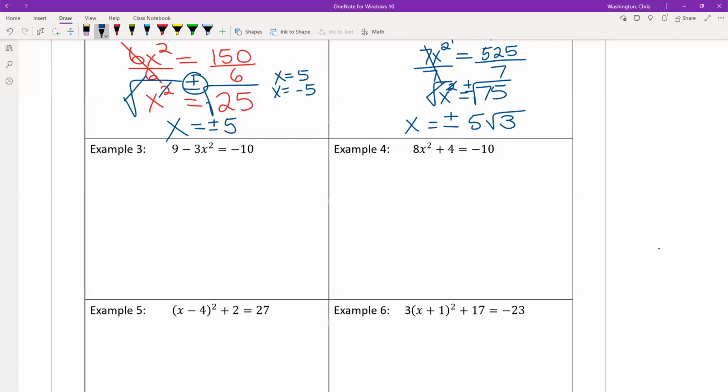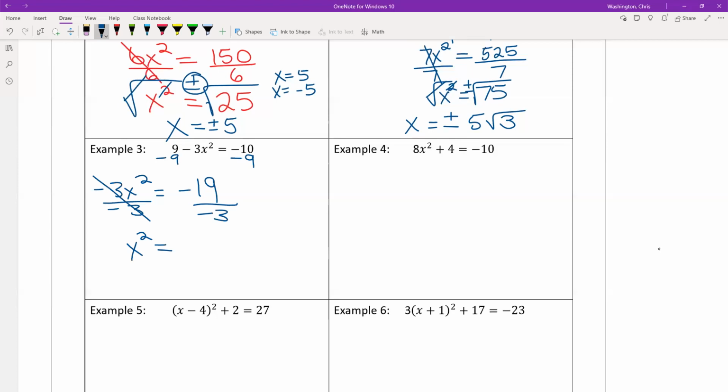So these are arranged a little bit differently. The x squared is second instead of first, but same idea. We're going to subtract 9 from both sides, and we get negative 3x squared equals negative 19. We can divide both sides by negative 3. The negative 3 cancel out.